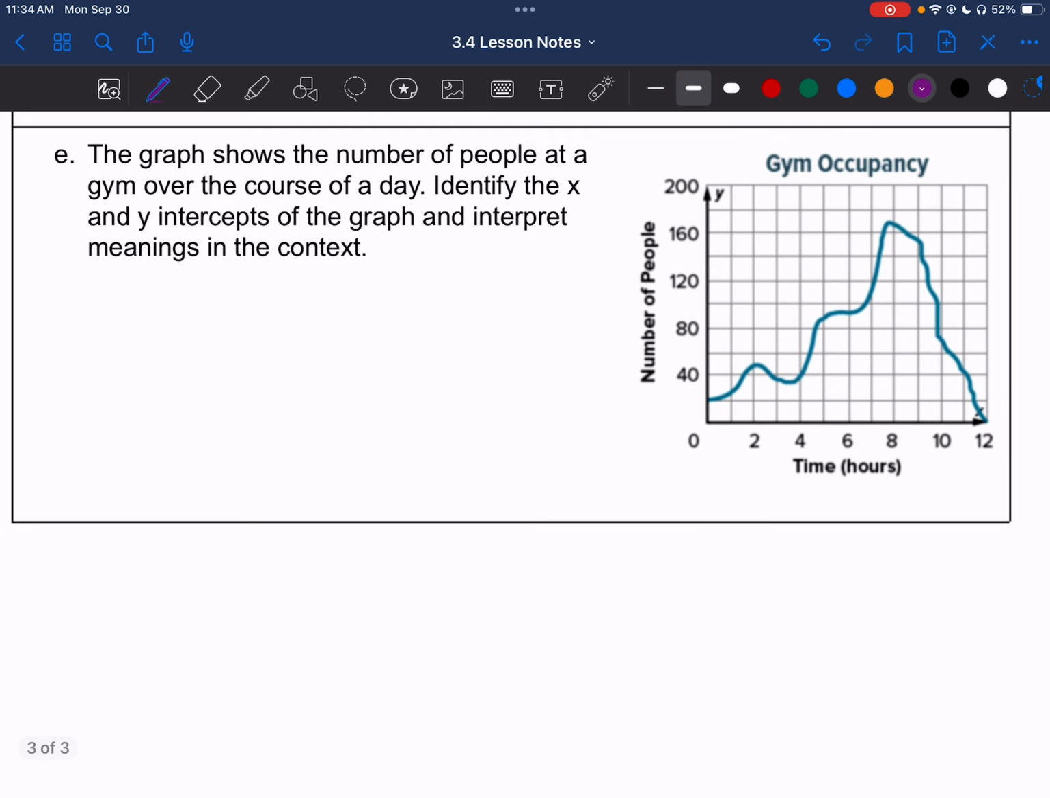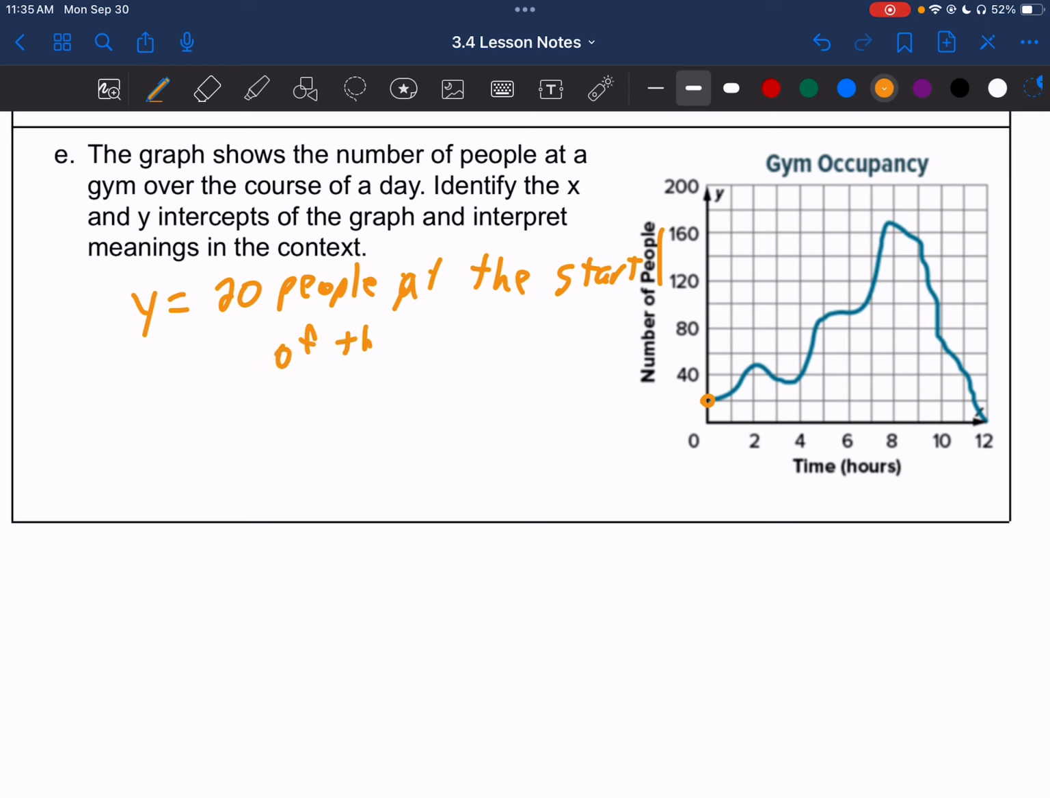Letter E. We're going to identify our y-intercept and x-intercepts again. And we have a graph showing the number of people at a gym over the course of the day, and we want to write what is the context of those intercepts. So our y-intercept is going to be right here at the start, which is going to be y equals 20, and we're measuring that in people, so 20 people. And the context here is we have people at the start of the day. So when the gym opened, there were 20 people there ready to get their swole on.